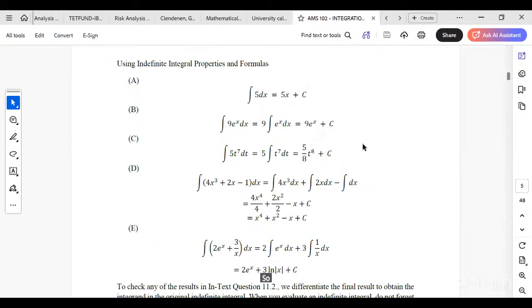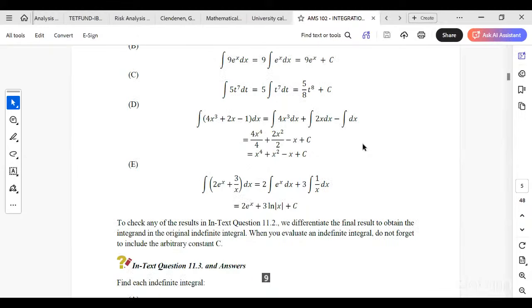Also you can look at example D. Example D has several functions multiplying to each other, adding to each other. 4x cubed is a function. 2x is also a function. And 1. And that is from our result 6. The easiest way to sort this out is to integrate each of the functions separately, and then you add up the results. And that's what we have here. You integrate your x cubed, integrate 2x, and then integrate minus 1. And at the end of the day, you have your result.